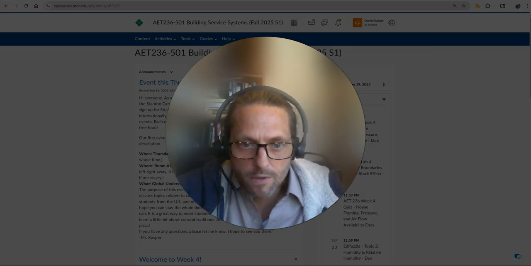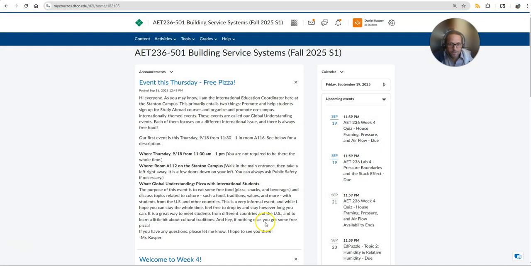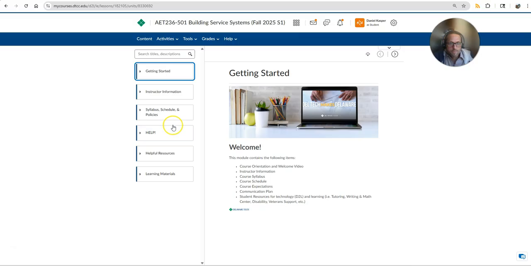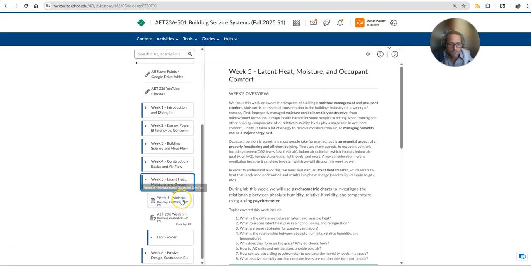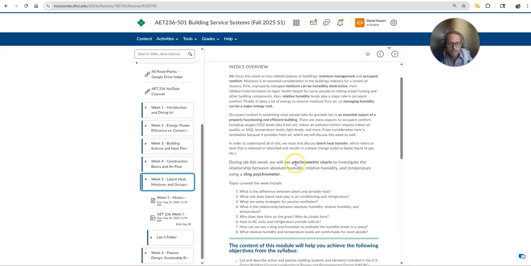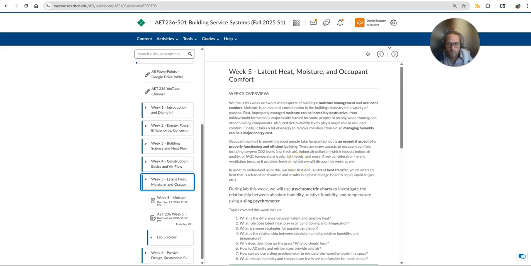This week we have another exciting week in store for you. We're going to talk about humidity and how you measure it and some of the implications of it, and also sort of how it moves around in buildings. There's a couple of really important concepts to understand this week. The first one is latent heat, which we'll go over.